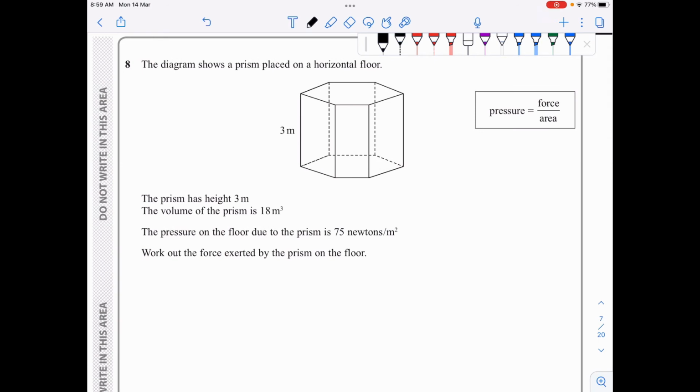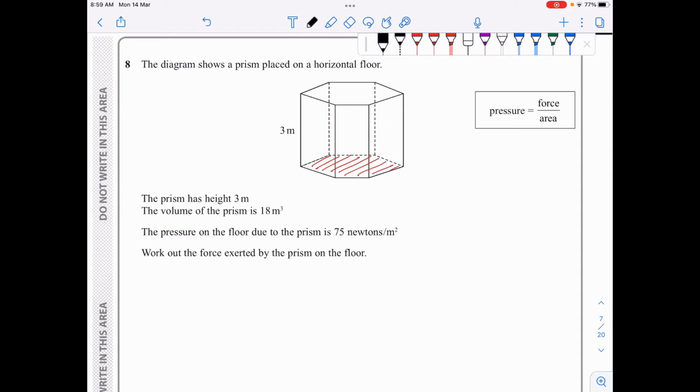8, it's a prism that's placed on a horizontal floor. We've been given the formula for the pressure, it's force over area. When it has a height of 3 meters, the volume is 18 cubic meters. The pressure on the floor is 75 newtons per square meter, and we need to work out the force exerted by the prism on the floor. Now to find the force, we want the pressure and the area. So the area is actually this part here.